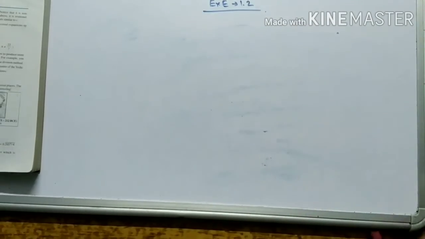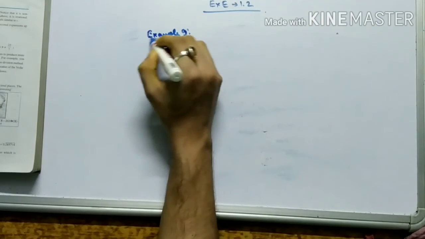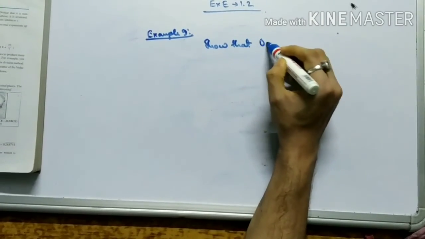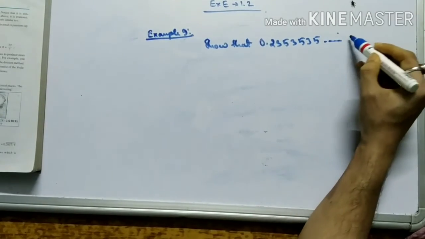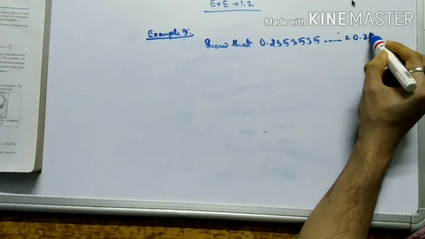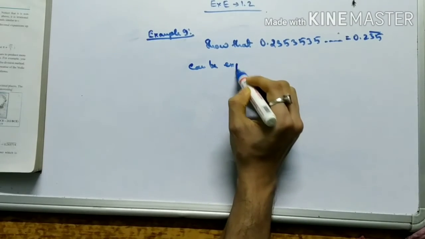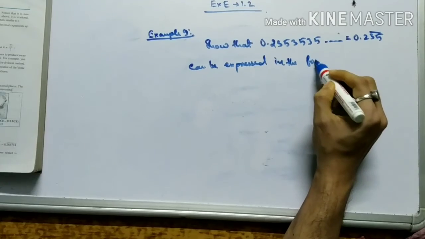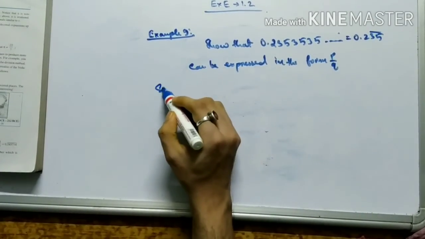Next I will go to example number 9. So this is your example number 9 here. It is saying: show that 0.235335 dot dot dot, which is equal to 0.235 bar, can be expressed in the form P by Q, where P and Q are integers and Q not equal to 0.